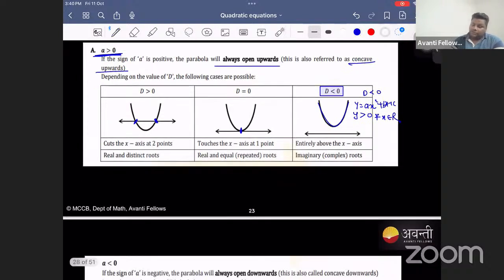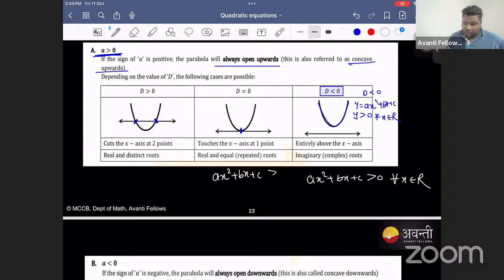Alright, so in this situation, we say that ax square plus bx plus c is greater than 0 for every x belongs to R. And in this situation, we say that ax square plus bx plus c is more than or equal to 0 for every x belongs to R. So at the root, it will be equal to 0, otherwise it will be more than 0.